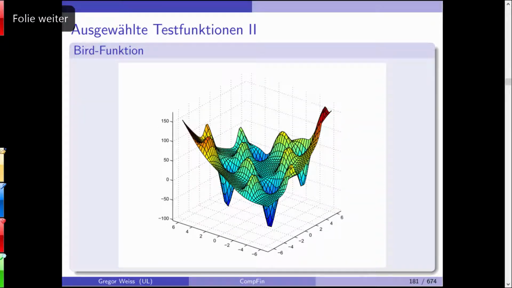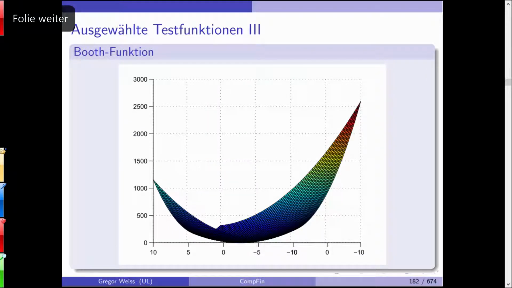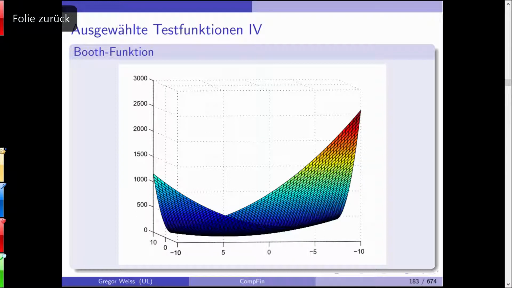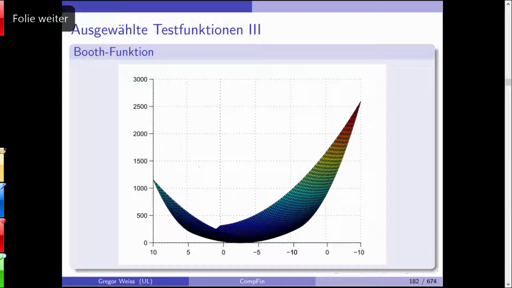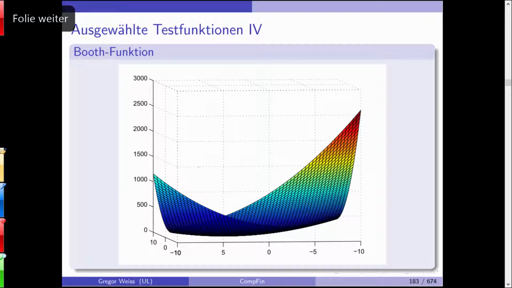Next one. Now, with this one, everyone can see that this is a very tricky function to optimize, to minimize. This is the bird function. Next one. I've shown you 2 pictures, 2 plots from the side, and this is the Booth function. Again, numerous local minima. Yeah? It looks pretty simple. It's a disaster for any optimization algorithm.